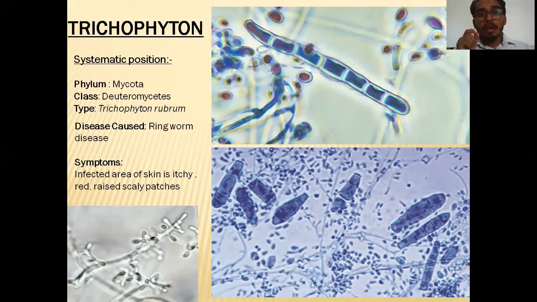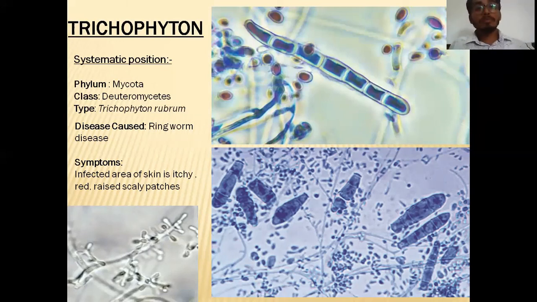If you observe the fungal hyphae on the skin, towards the periphery there will be younger colonies and towards the center there will be older colonies. The younger colonies present towards the periphery are almost reddish in color, very distinct, and a proper ring is observed. Hence the term ringworm disease.